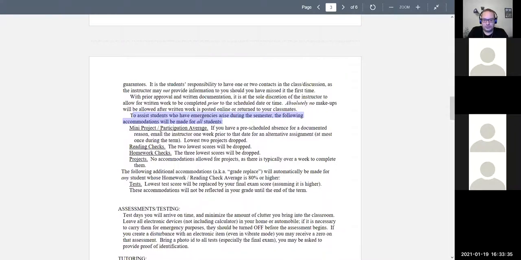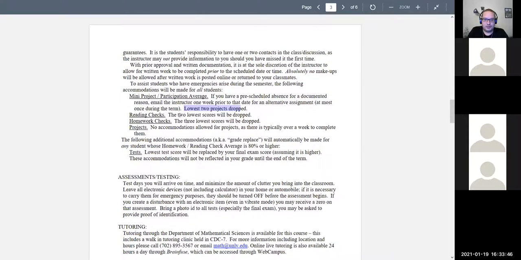When I'm calculating final grades, this will occur. The lowest two mini projects will be dropped. The two lowest reading scores will be dropped. The three lowest homework checks will be dropped. There will be no accommodation for the main projects.